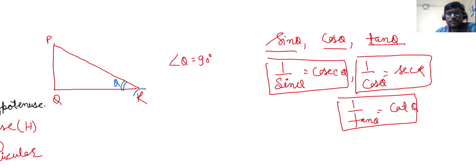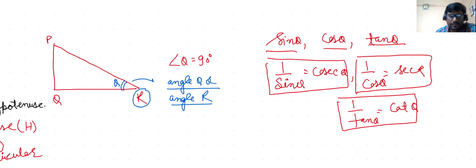So you can say angle theta, or you can also pronounce it as angle R. Both of these are the same. So let me say, sine theta is always equal to perpendicular upon hypotenuse, where perpendicular means capital P.